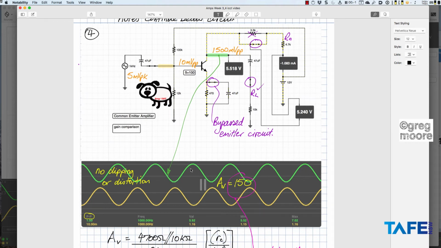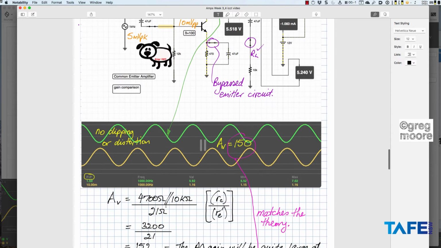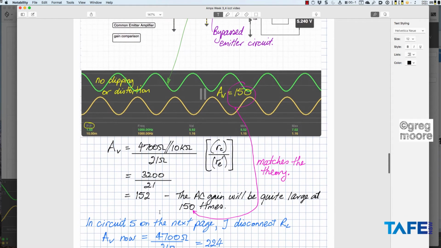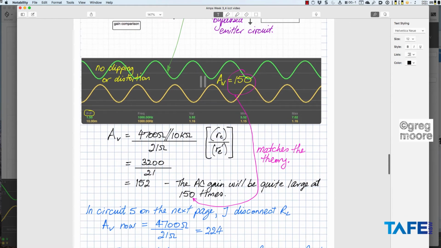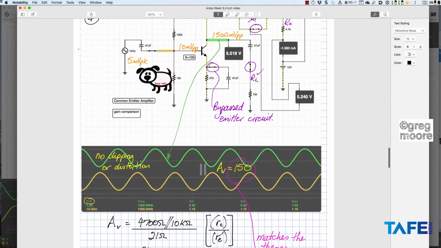So it's not a really big excursion of voltage, and we'd have a beautiful linear output in a real amplifier based on that. And because we've got the two resistors that we have to put in parallel, the gain of course comes to 4700 in parallel with 10K. That we saw before, 3200 ohms, divided by, look, now we get rid of big R, big E. We've only got 21 ohms on the bottom of the equation. That's why the maths tells me here that I've got 152 times gain. The AC gain will be quite large here, and it is. It's 150 times. It's really good.